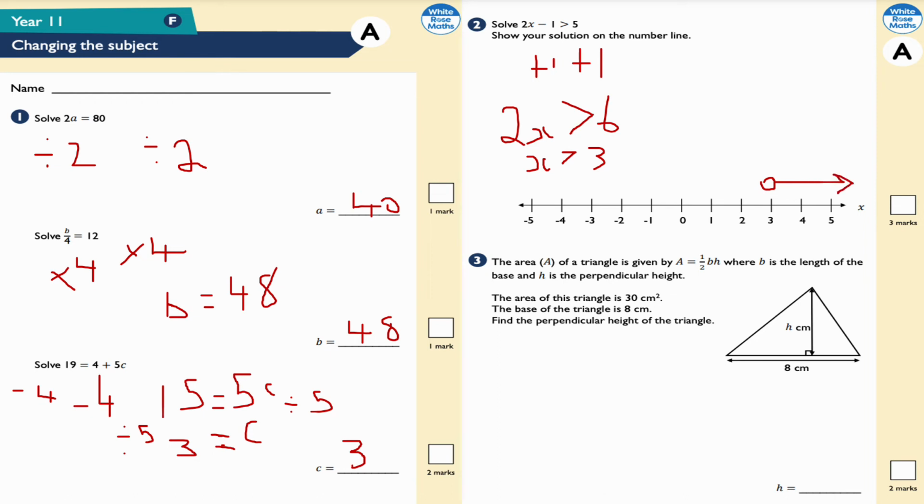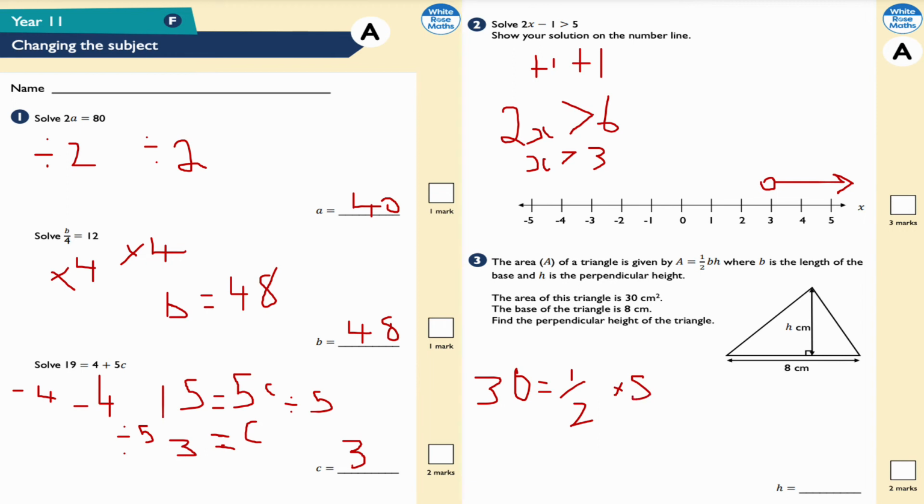This is question number 3, guys. The area A of a triangle is given by the formula A is equal to half base times height, half BH, where B is the length of the base and H is the perpendicular height. The area of the triangle is 30 centimeters squared. The base of the triangle is 8. Find the perpendicular height. We're going to have 30 is equal to a half times 8 times H.